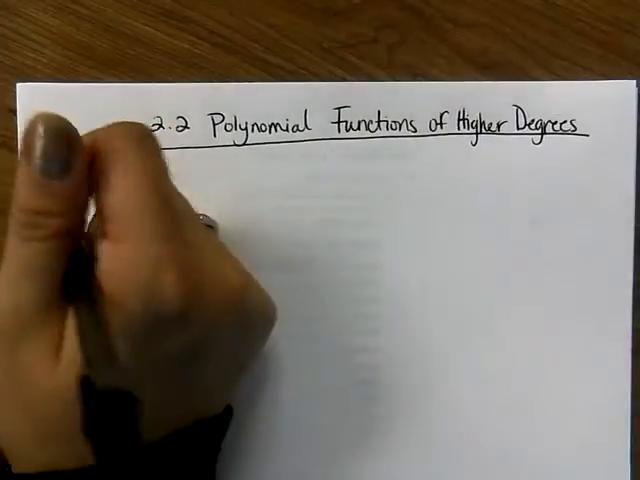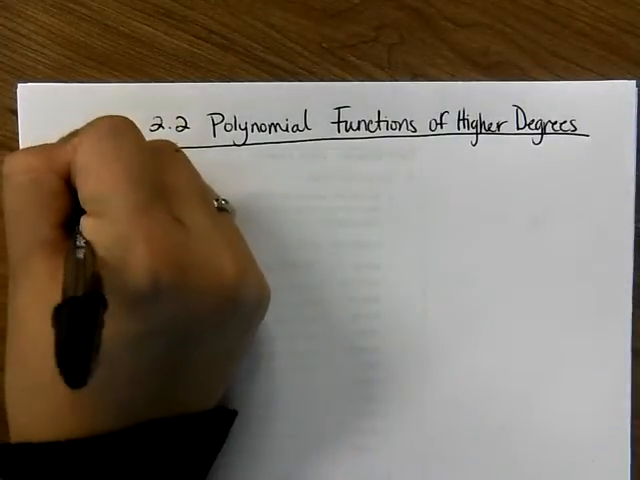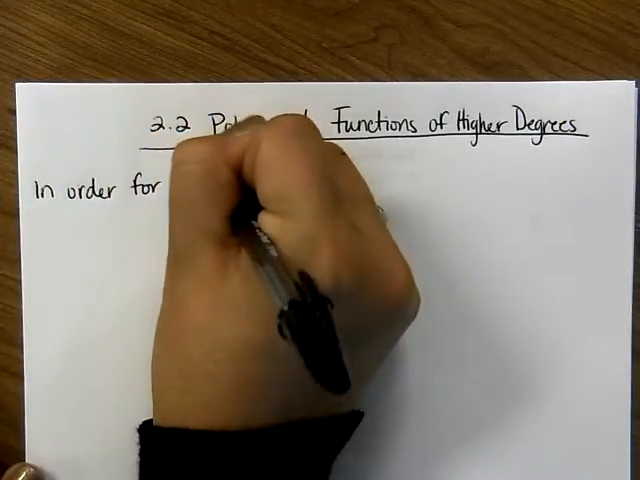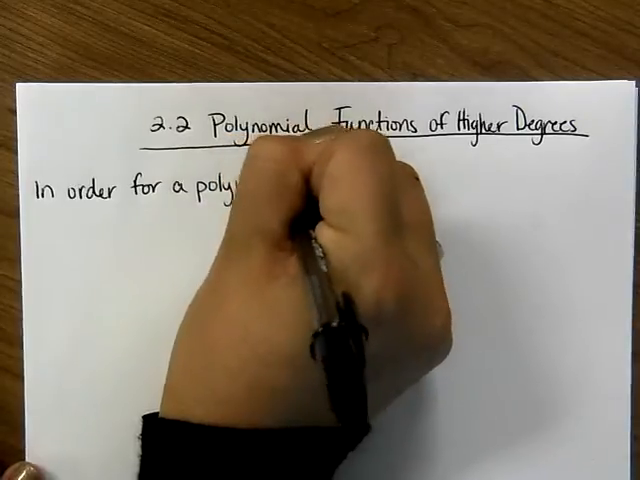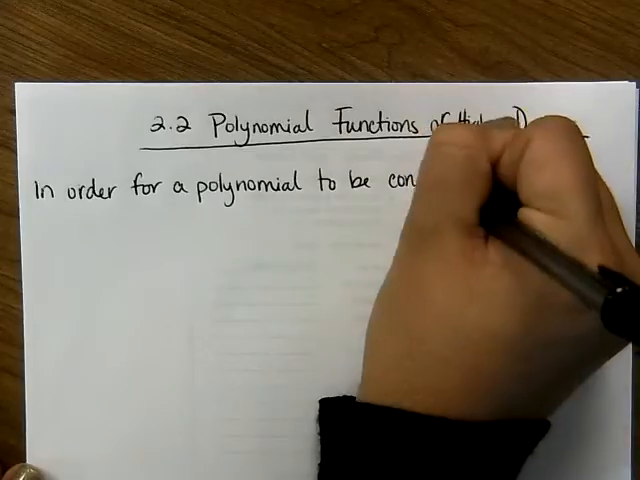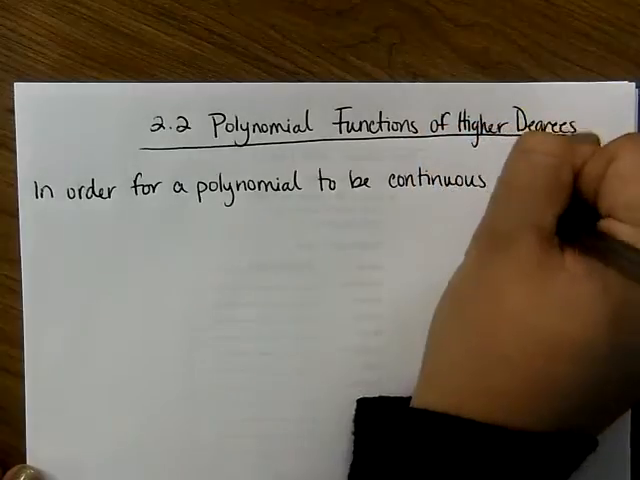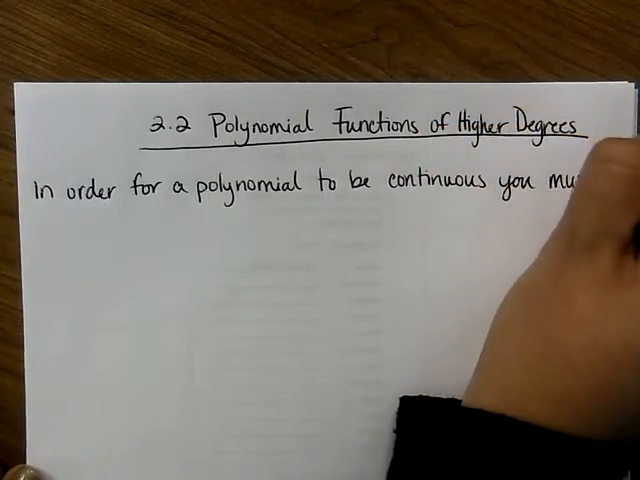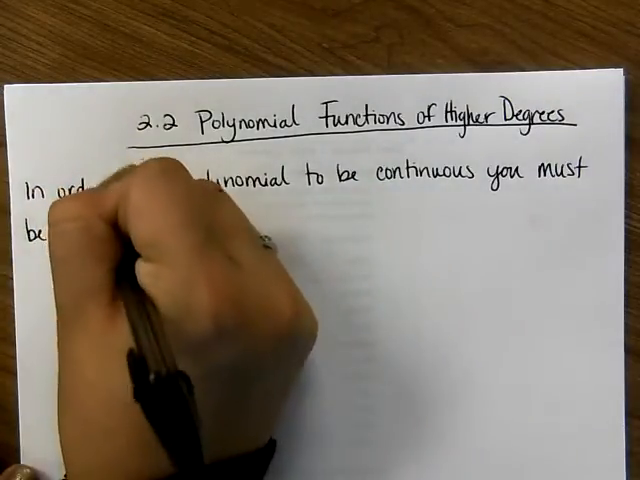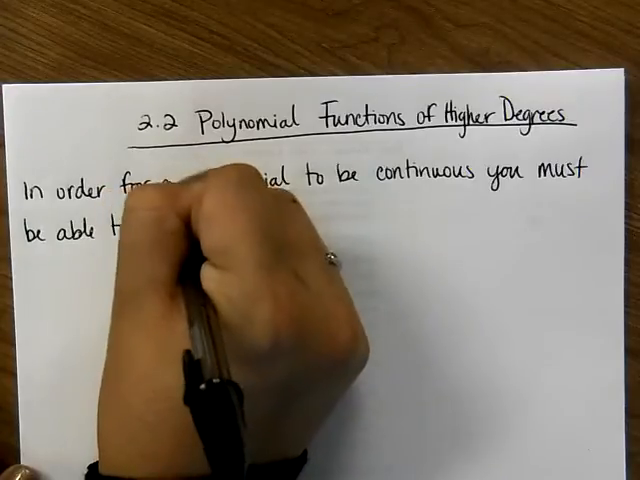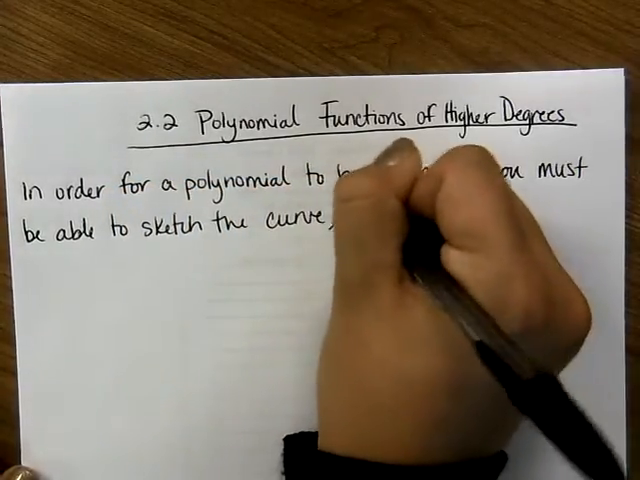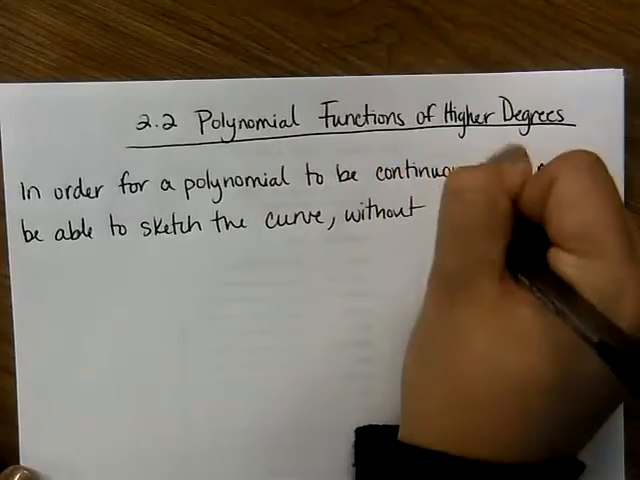So you have to know what it means to be continuous. In order for a polynomial to be continuous, you must be able to sketch the curve without lifting your pencil.